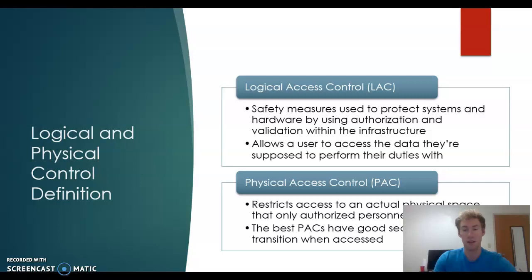Physical access controls restrict access to an actual physical space that only authorized personnel can access. And the best types of these physical access controls have good security and good transition when accessed. That's because not only do you want it to be secure, but you also don't want it to be a big hassle anytime anyone wants to get into a certain area. A key card or a key to a locked door is a real simple example where it's just in and out, but also extremely secure.